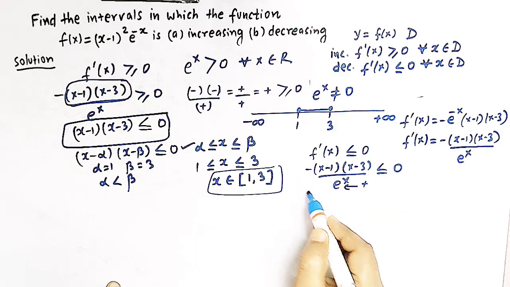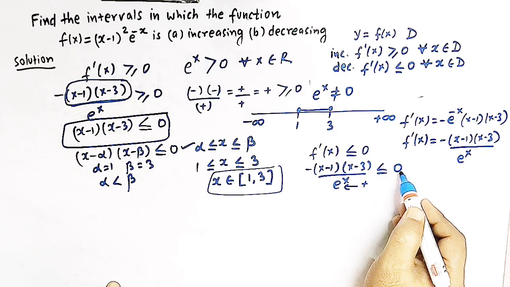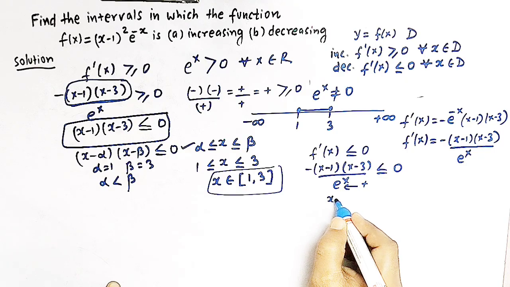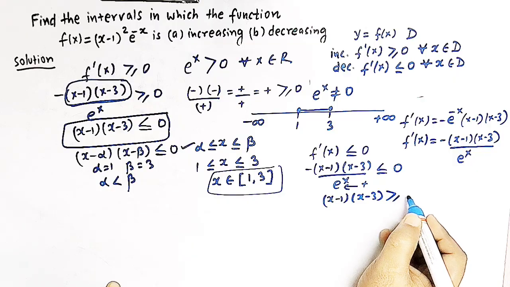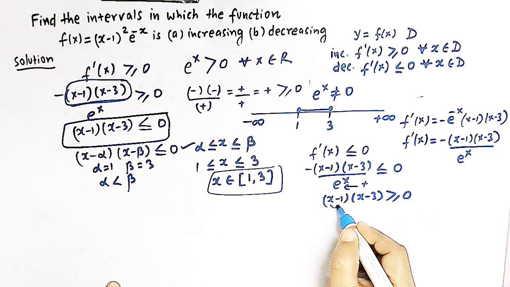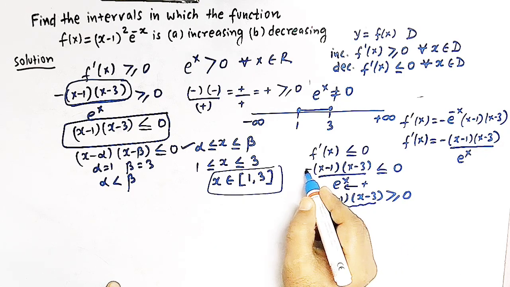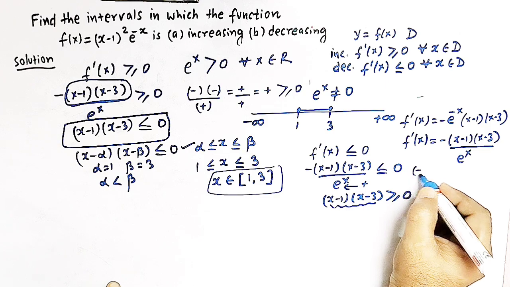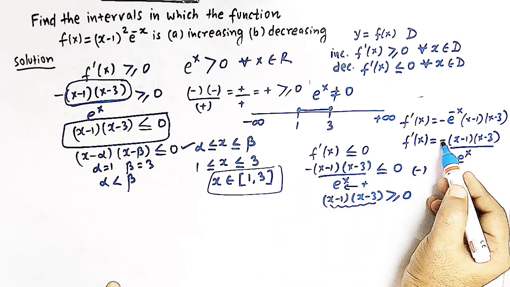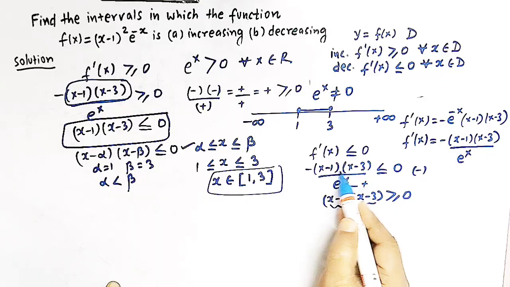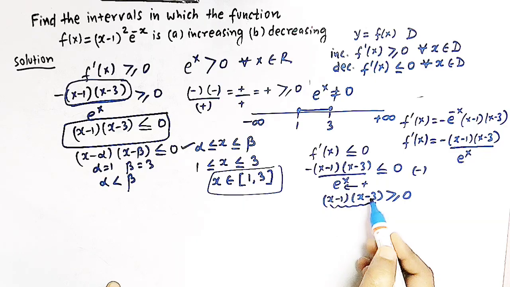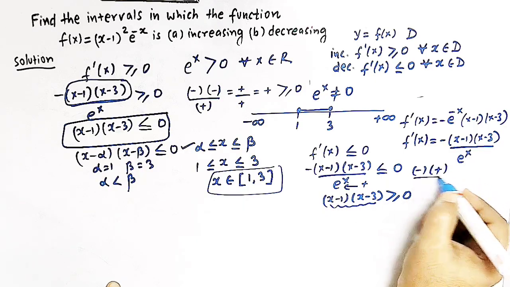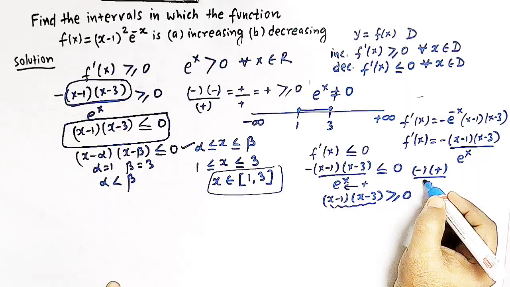So now for this entire term to be less than or equal to 0, this product, that is x minus 1 times x minus 3, must be greater than or equal to 0. In this case, this product has to be a positive one, because here we have already a negative sign. So here we have a negative sign due to the derivative, and if this product x minus 1 times x minus 3 is greater than or equal to 0, that is if this product is positive, and in the denominator we have a positive quantity.